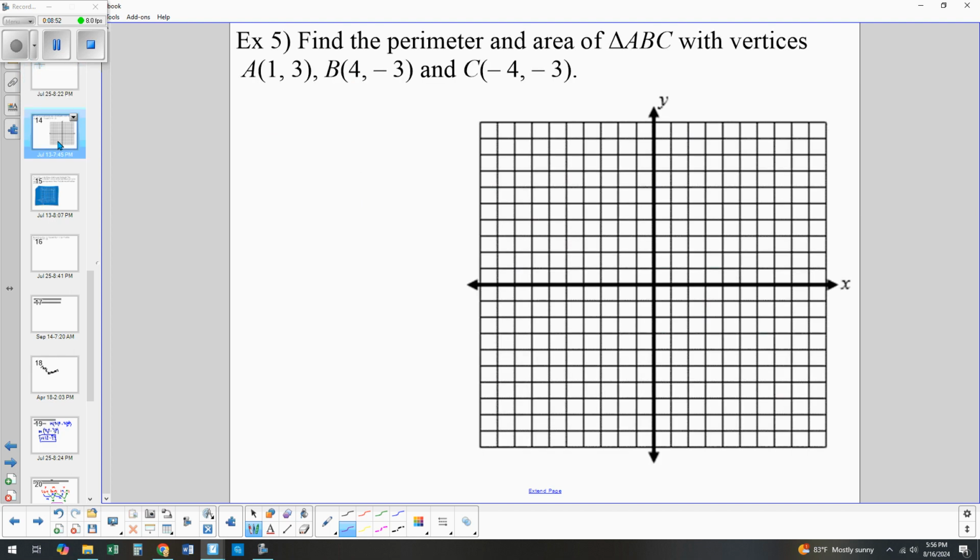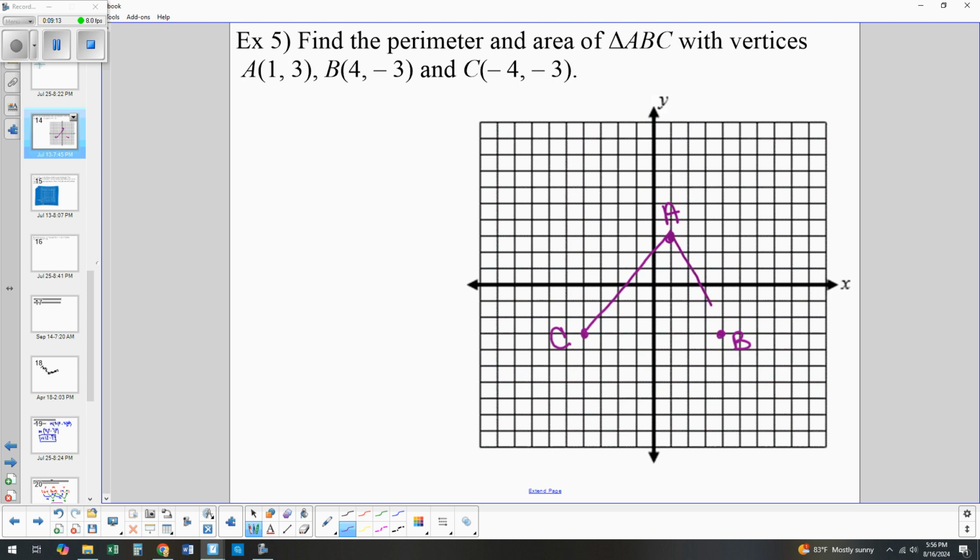For example 5, we want to find the perimeter and area of triangle ABC, and then they give us the vertices. So I'm going to plot them. A is at 1, 3. B is at 4, -3. And C is at -4, -3.